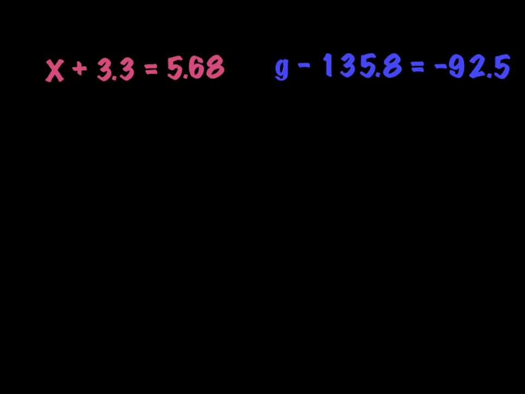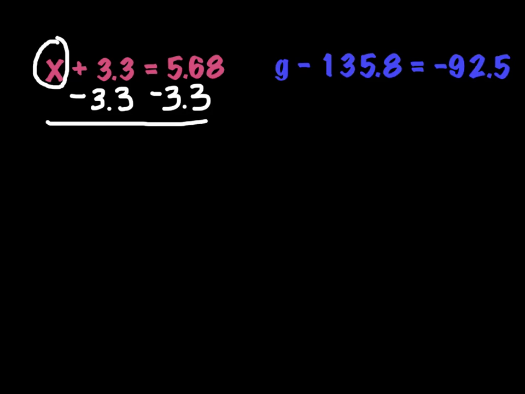So the next step would be you want to isolate this variable. So you ask yourself, how do I get x alone? Well, right now you're adding 3.3 to that, so you want to get rid of it. So the opposite of adding 3.3 would be subtracting 3.3. And the golden rule of equations is whatever you do to one side, you must do to the other. So you have to subtract 3.3 on both sides.